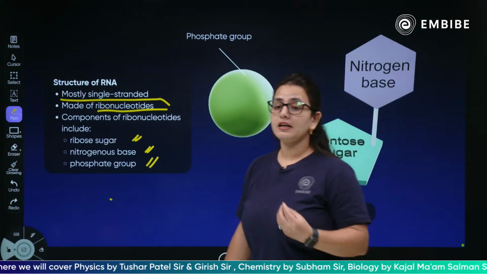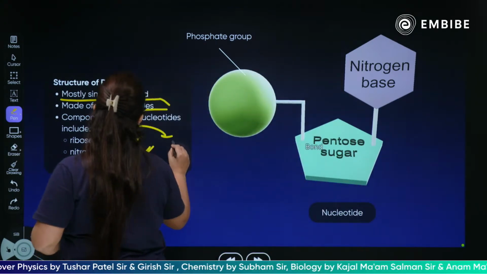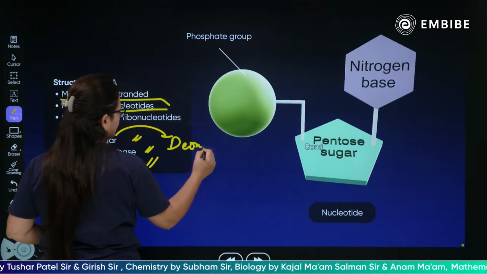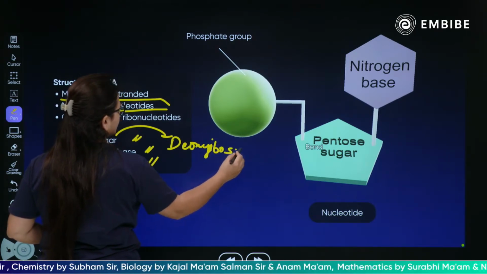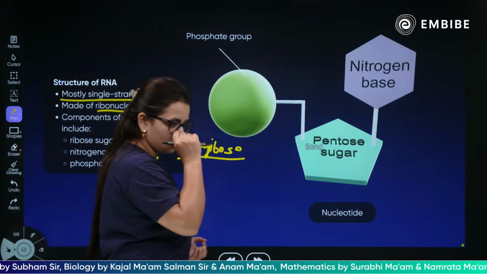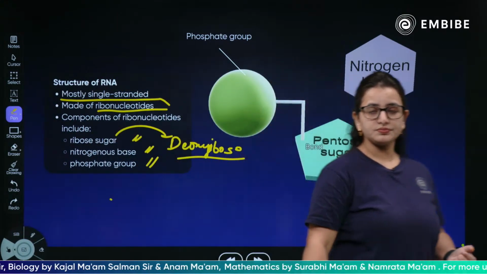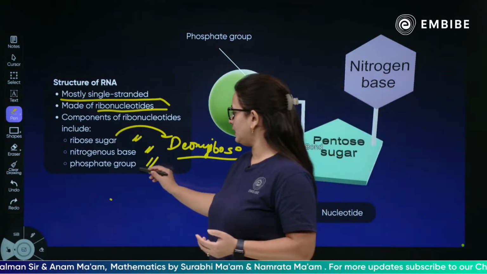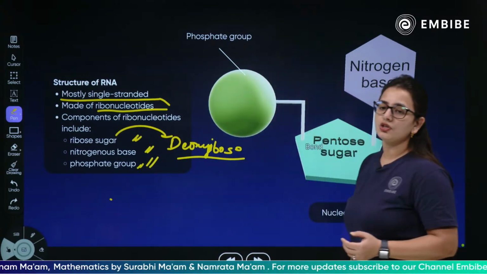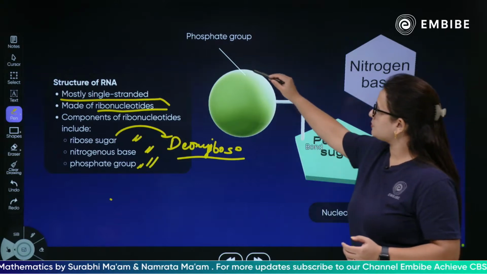In DNA, we have a sugar called deoxyribose sugar. Why are ribose sugars present in RNA? We have nitrogenous bases and we have a phosphate group. This is the structure of RNA. It has a phosphate group, same as DNA.